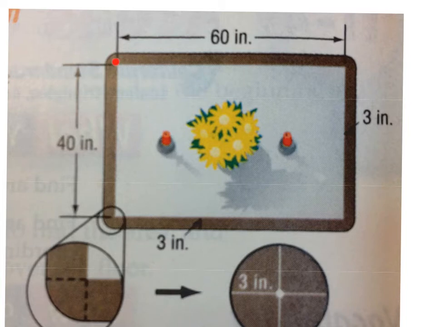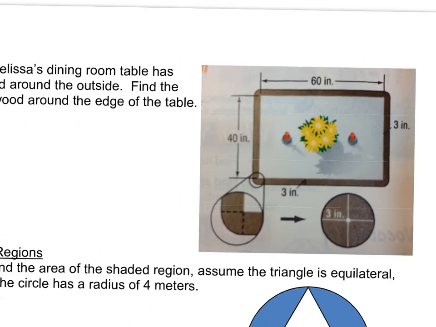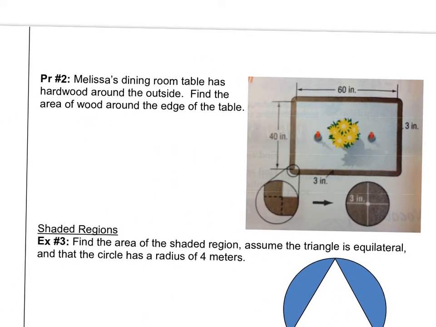And then you also have these circular parts that when you add all 4 of them together, make one whole circle with a radius of 3. So I just wanted to point that all out to you. Now go ahead and give it a try, and we'll check back in a second to see your answer.